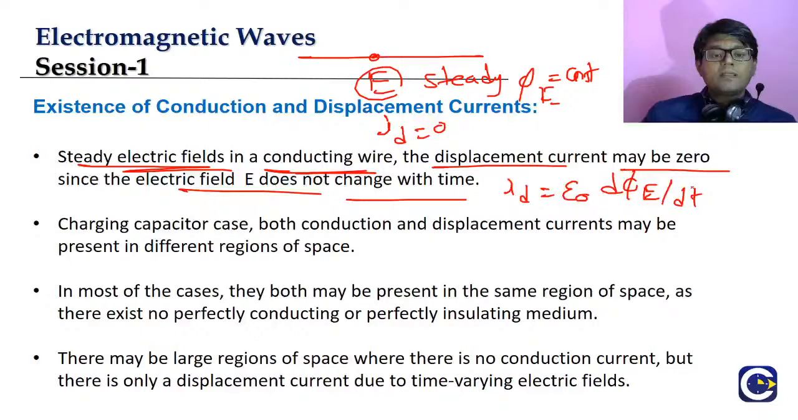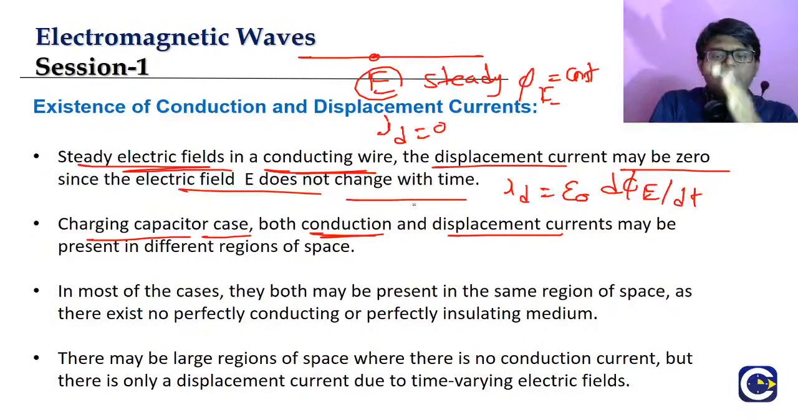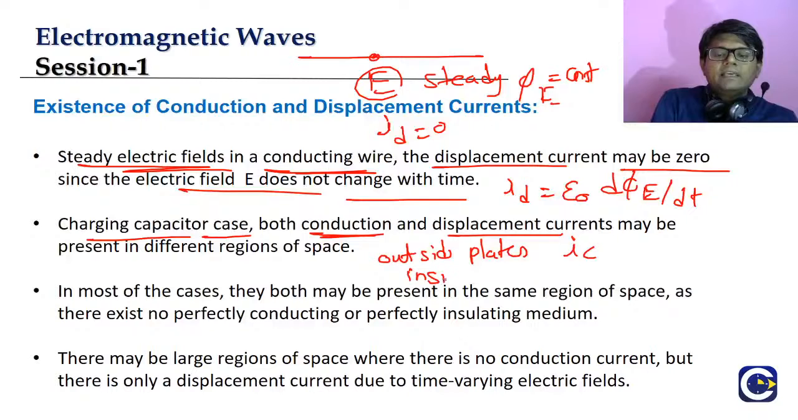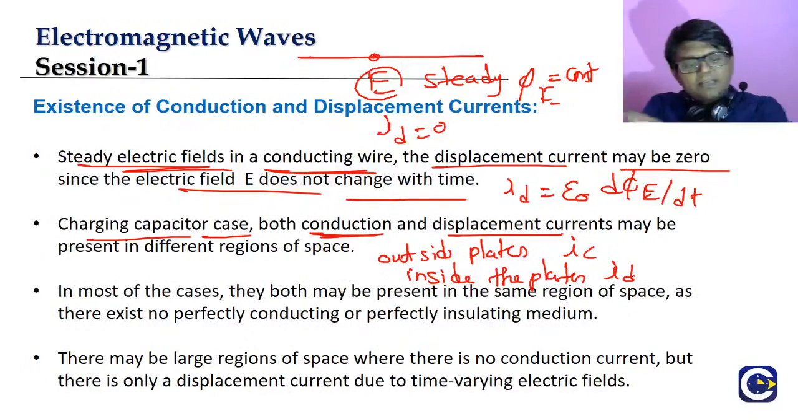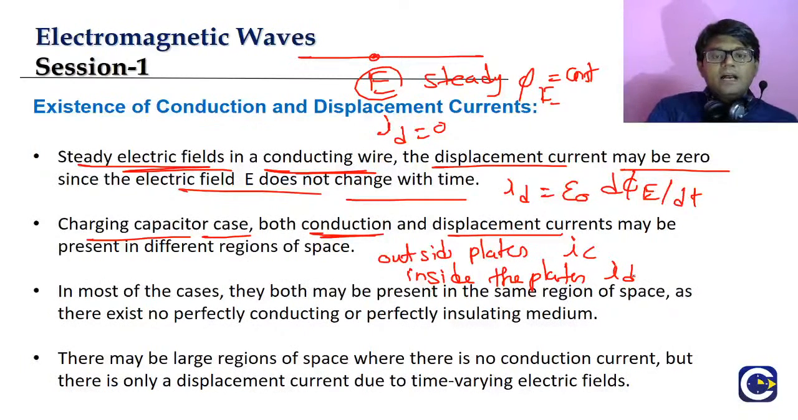Now in the charging capacitor plate case that we saw, what we observed is there is both conduction current as well as displacement current. In the region outside the plates we have conduction current, and inside the plates we have displacement current. In one region we have conduction current, in another region we have displacement current. And in most cases, we may have both displacement current as well as conduction current present.